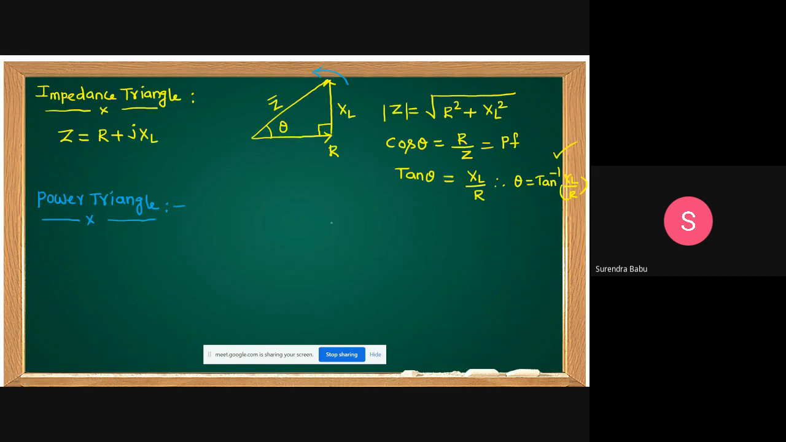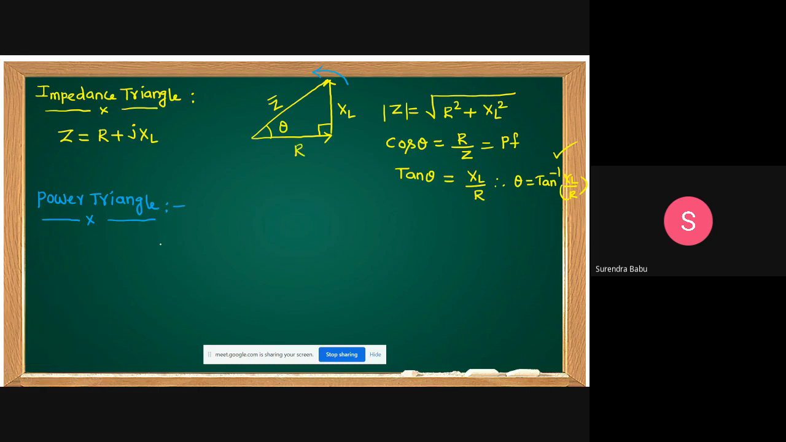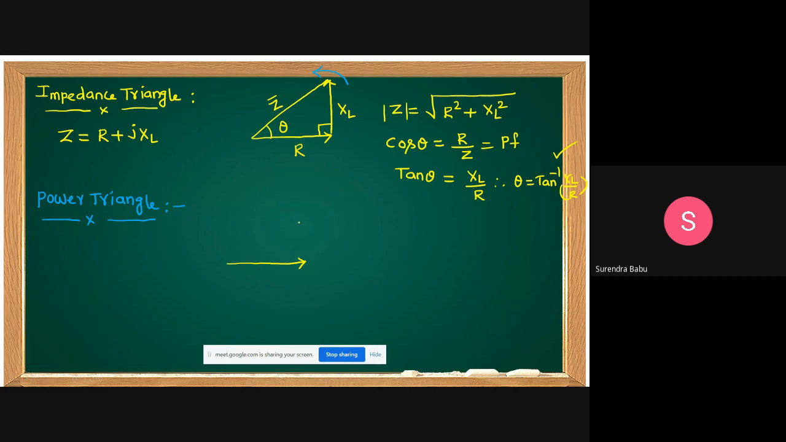Then how to get the power triangle? See, in the impedance triangle, each branch is multiplied by I square, students. This as it is, I am representing. Okay, this you already know, the impedance triangle. This is R, this is XL, and this is the Z.